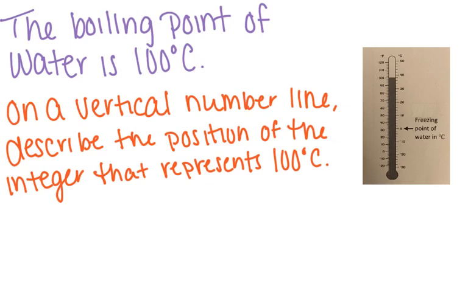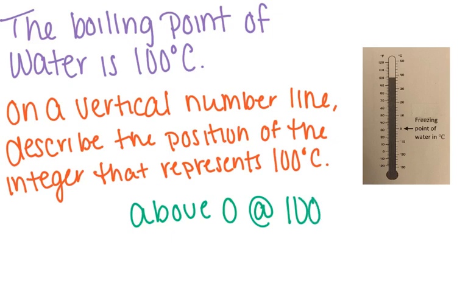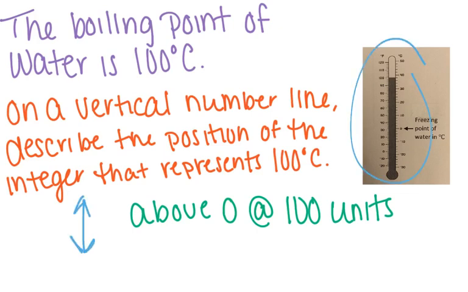Now, thinking about a vertical number line, describe the position of the integer that represents 100 degrees Celsius. So where would 100 degrees Celsius fall on a vertical number line? 100 degrees Celsius would be above 0 at 100 units. If you think about it, a thermometer is just a vertical number line. Remember, vertical number lines go up and down, just like the thermometer.